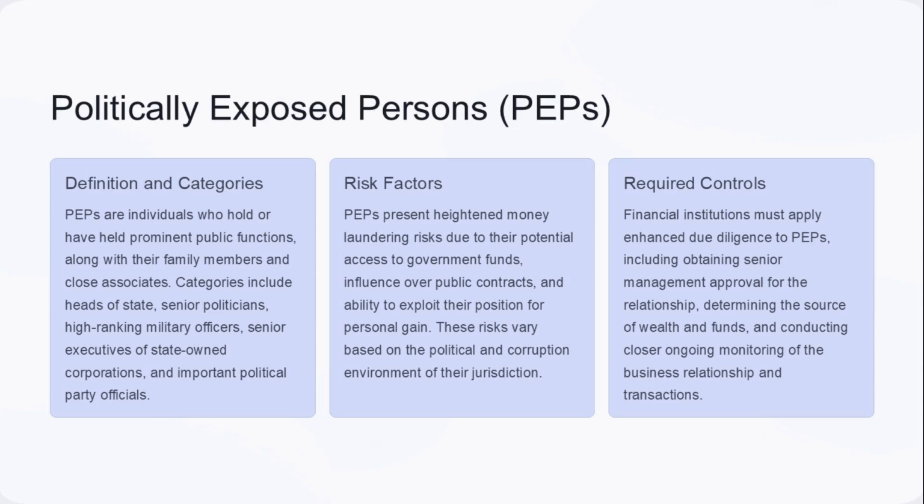Politically exposed persons, PEPs, are individuals who hold or have held prominent public functions, posing heightened money laundering risks due to their potential access to government funds. Financial institutions must apply enhanced due diligence to PEPs, including obtaining senior management approval for relationships and conducting closer monitoring of transactions.